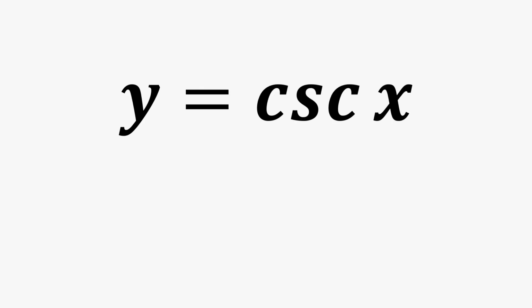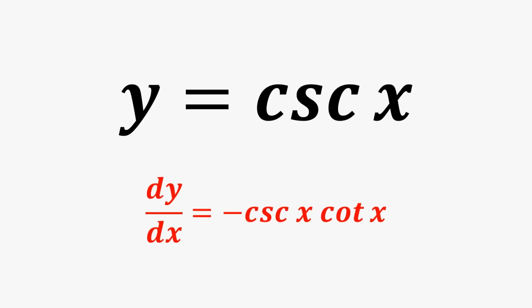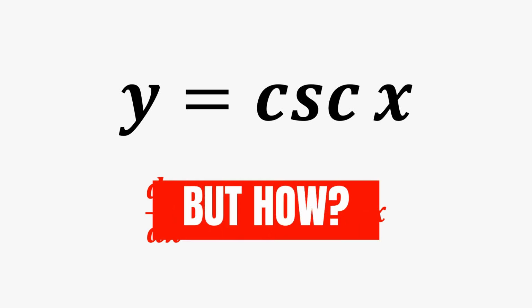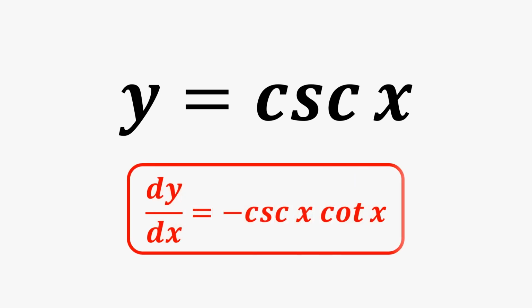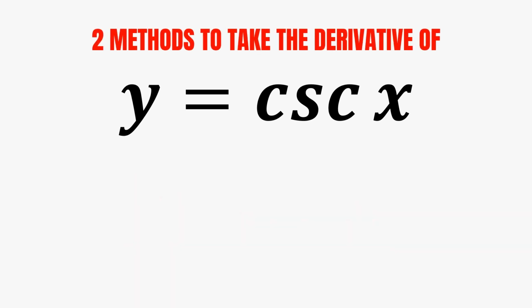By referring to the formula of derivative, you might notice that the derivative of cosecant x is equal to negative cosecant x multiplied by cotangent x. In this video, we will discover how we can actually arrive at that answer using two different methods.